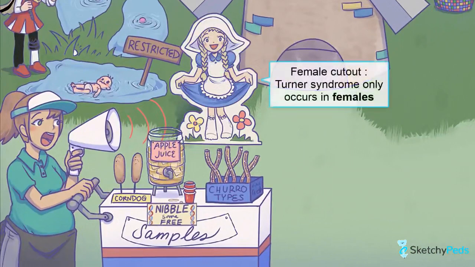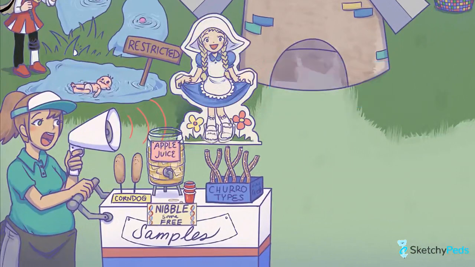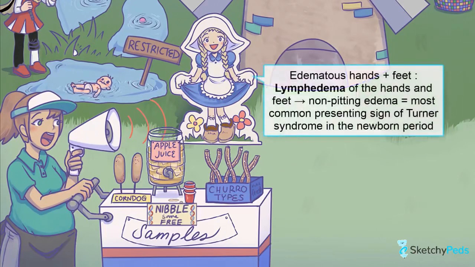Remember, Turner syndrome occurs only in females. The most common sign of Turner syndrome in the newborn period is lymphedema, which shows up as non-pitting edema over the backs of the hands and feet. Lymphedema is represented by the puffy gloves and the chunky clogs on this Dutch girl cutout. This edema generally spontaneously improves with time, but may not fully resolve and should be monitored closely.